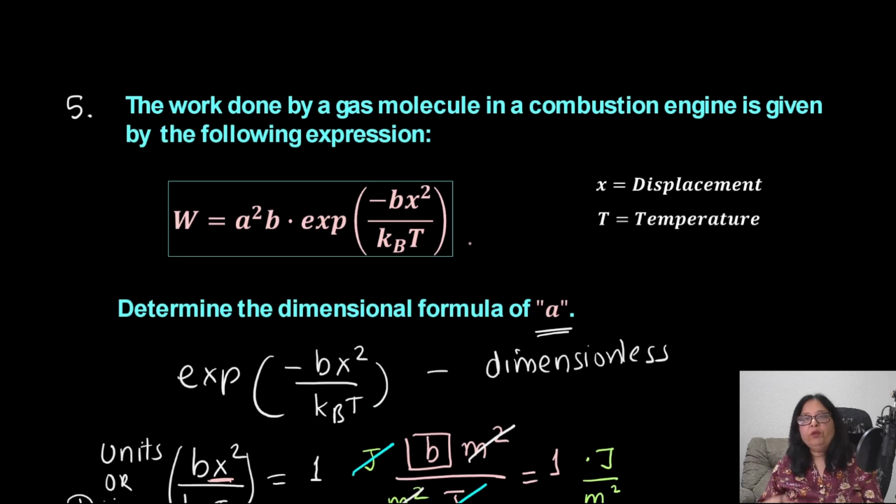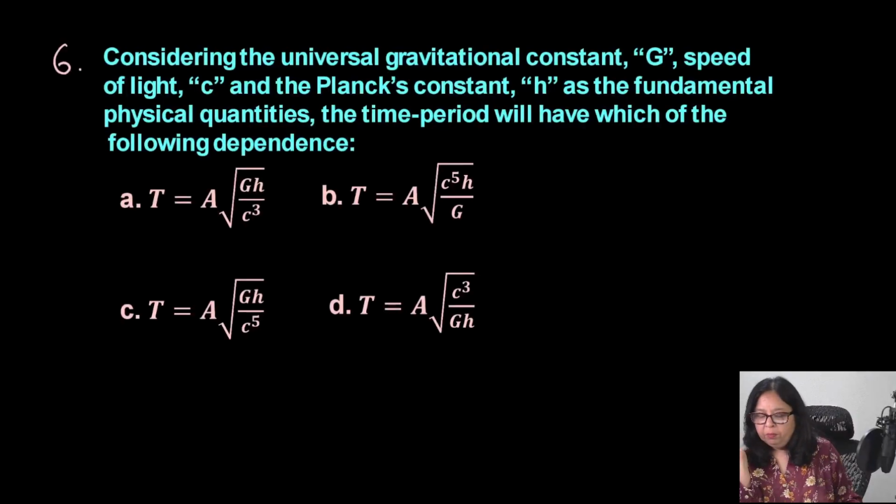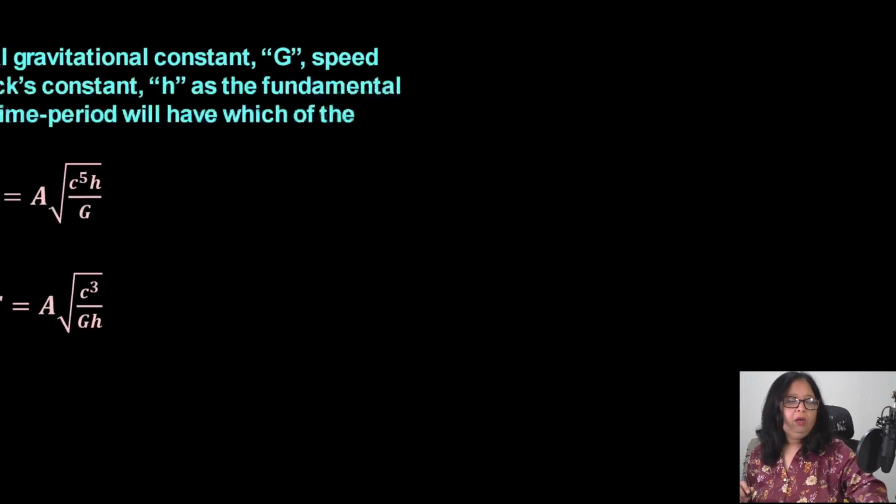All right, moving on to problem number 6. That's going to be a tricky one. Problem number 6 says, considering the universal gravitational constant G, the speed of light c, and Planck's constant h as the fundamental physical quantities, the time period will have which of the following dependence? Quite interesting, huh? So, universal gravitational constant. Let's see what that is equal to.